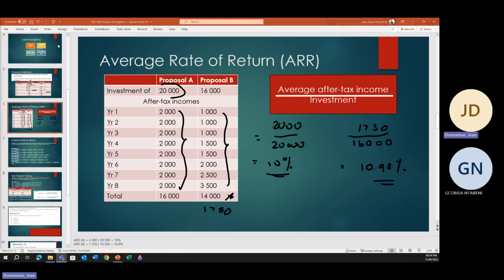But again, because your initial proposal or investment money was also smaller, one could get away with it. But in this instance now, we would have gone with proposal B on the average rate of return. So again, really very important is which method we use, because we can make different solutions or decisions based on the method that we use.